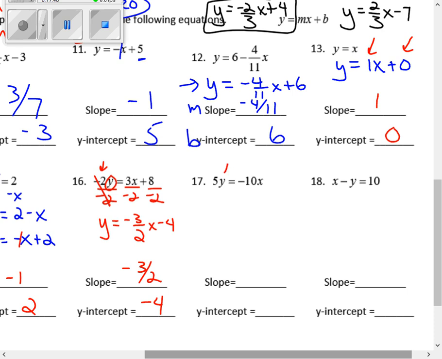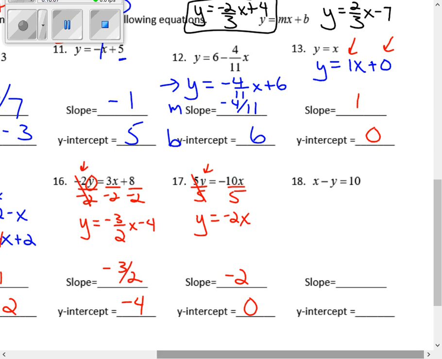Okay. Now, number 17, to get the y alone, I've got to remove the 5. 5 is attached to the y by multiplication, so division seems to be the inverse. So cancel 5s, right? Y equals negative 2x. My slope is negative 2. My y-intercept is 0. Okay.